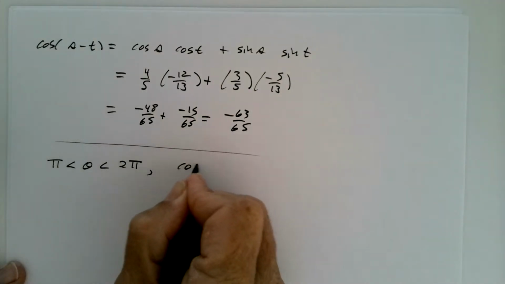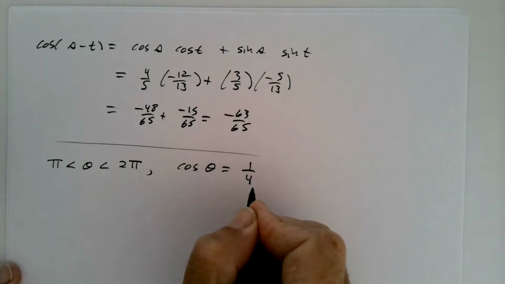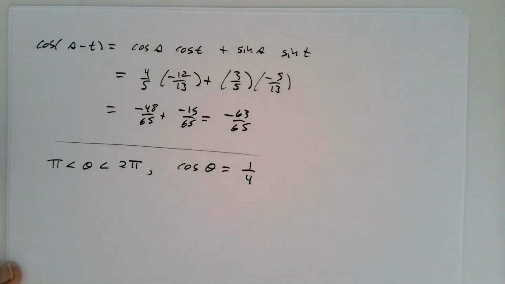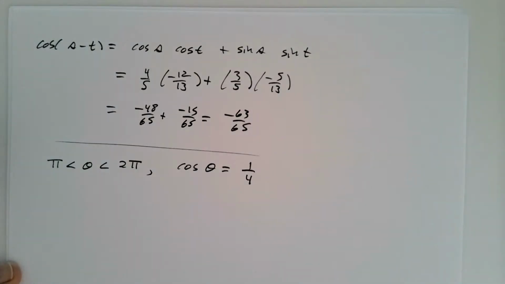And we're told that cos theta is 1 over 4. We want to find sine theta over 2, and we want to find cosine theta over 2. So let's go into that analysis.